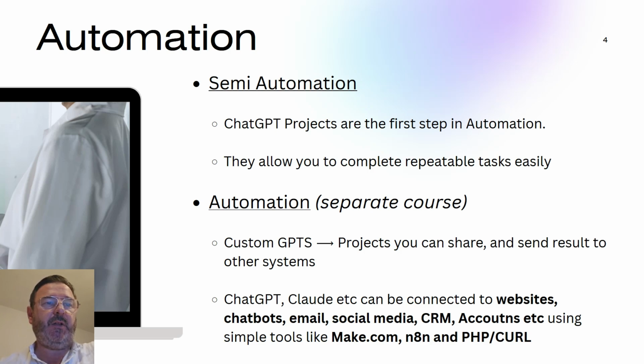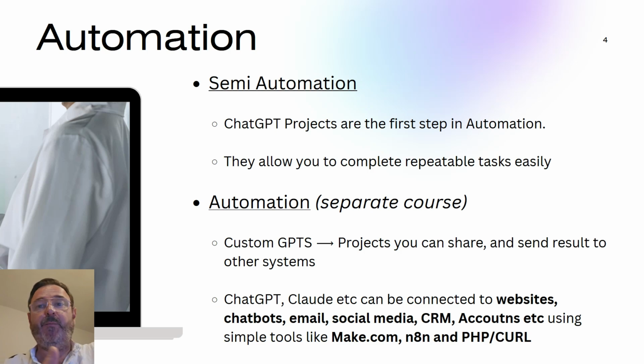Now, ChatGPT, Claude, etc. can be connected to websites, chatbots, email, social media, CRM, accounts packages, etc. using simple tools like Make.com, N8N or PHP cURL. These all use the APIs that come with them. It's too far for this course to go into, but it's there. It's something that can be done quite easily, far easier than you actually think.